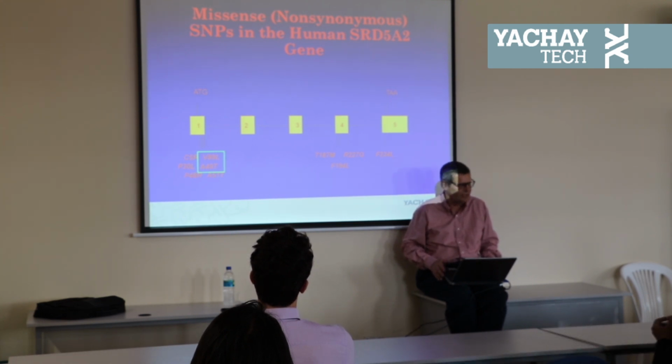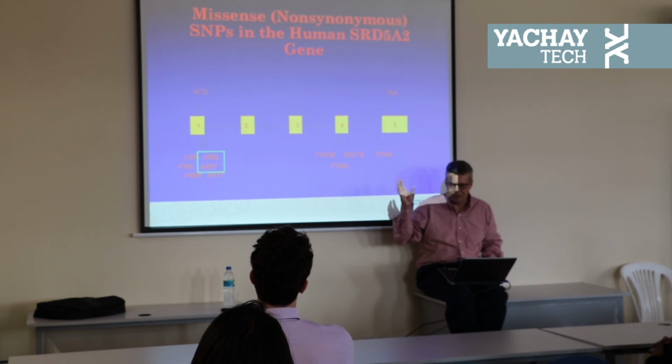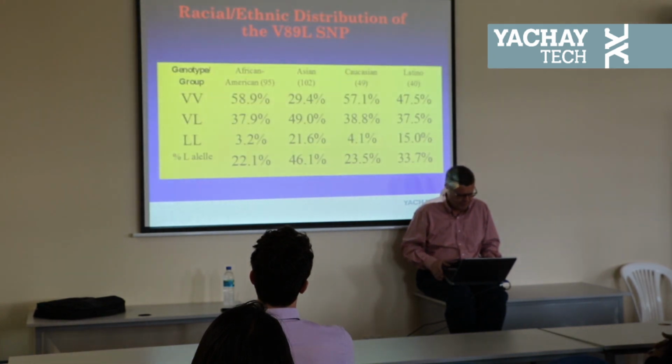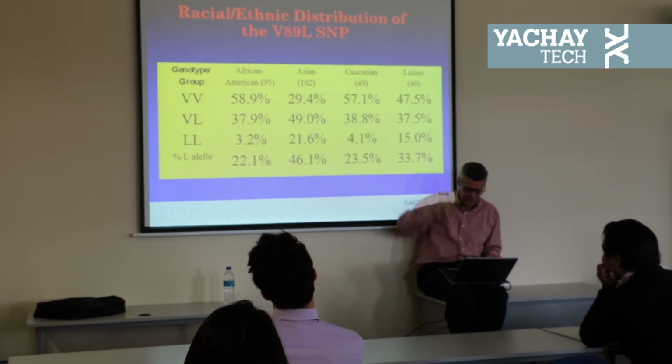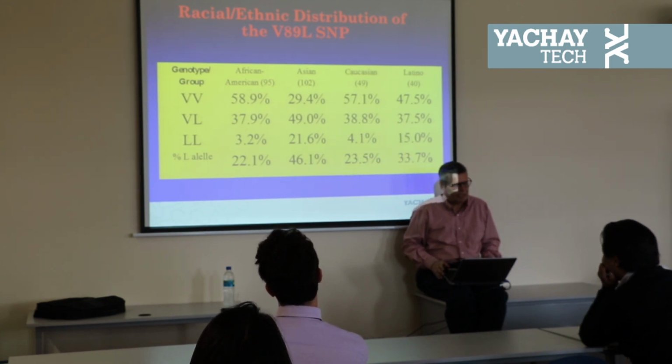So A49T changes a hydrophobic amino acid, alanine, to an amino acid that has a hydroxyl group, threonine. And V89L is valine 89 to leucine. Once we found these things, we asked, what does it do to people? And so we had access to a multi-ethnic population in Los Angeles and in Hawaii, consisting of African Americans, Asian, Caucasian, and Latinos. Remember, African Americans are at very high risk for prostate cancer, Asian are at very low risk.